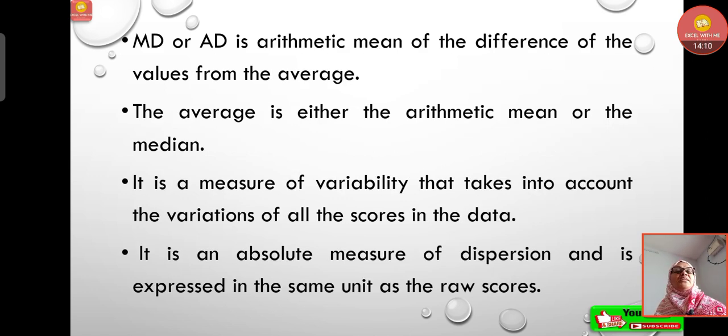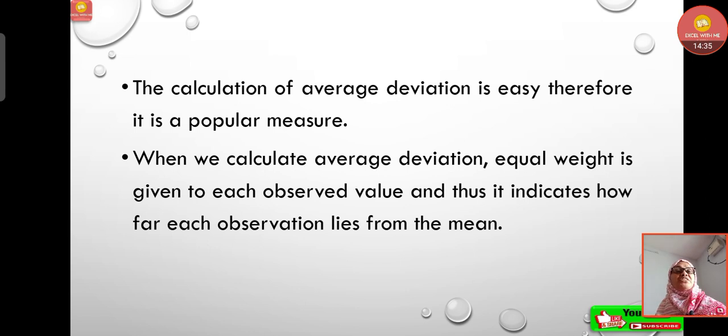Now MD or AD, that is mean deviation or average deviation, is the arithmetic mean of the differences of the values from the average. The average is either the arithmetic mean or the median. It is a measure of variability that takes into account the variations of all the scores in the data. It is an absolute measure of dispersion and is expressed in the same unit as the raw scores. Now the calculation of average deviation is easy, therefore it is a popular measure. When we calculate average deviation, equal weight is given to each observed value and thus it indicates how far each observation lies from the mean.